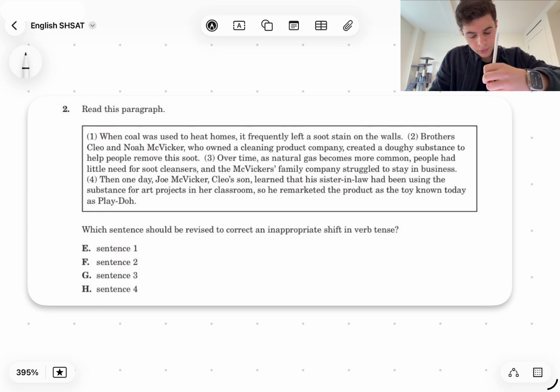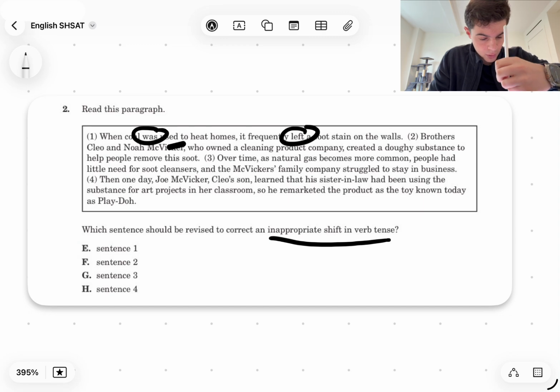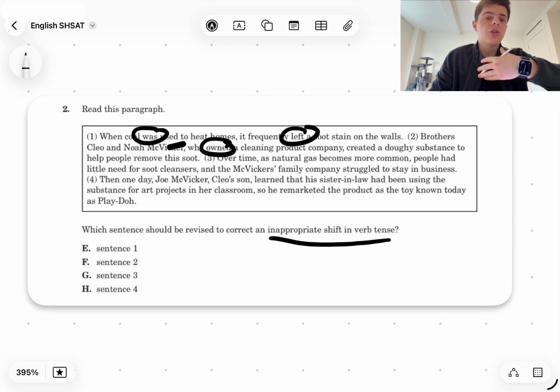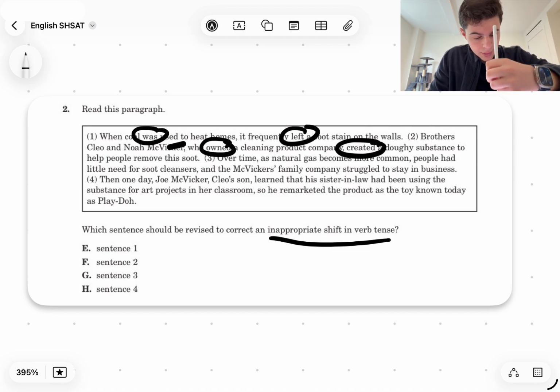Here they're telling you inappropriate shift in verb tense. So let's look at what time period this is in. We see again was, left, owned, so we understand that this is looking at something in the past. Created, but then we see here becomes. Becomes doesn't make sense. We're talking about something in the past tense, not about something in the present. So stating becomes here just doesn't make sense.